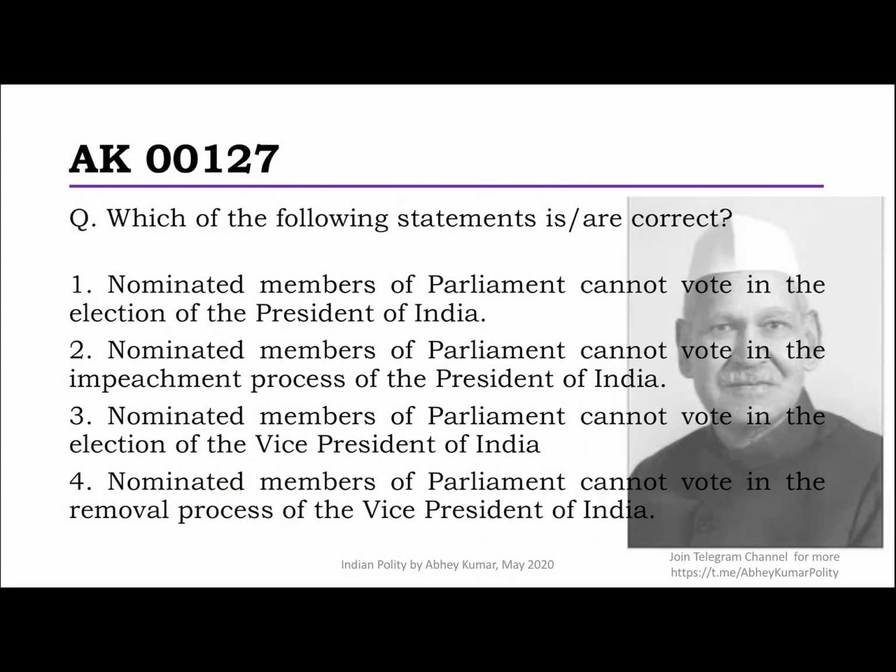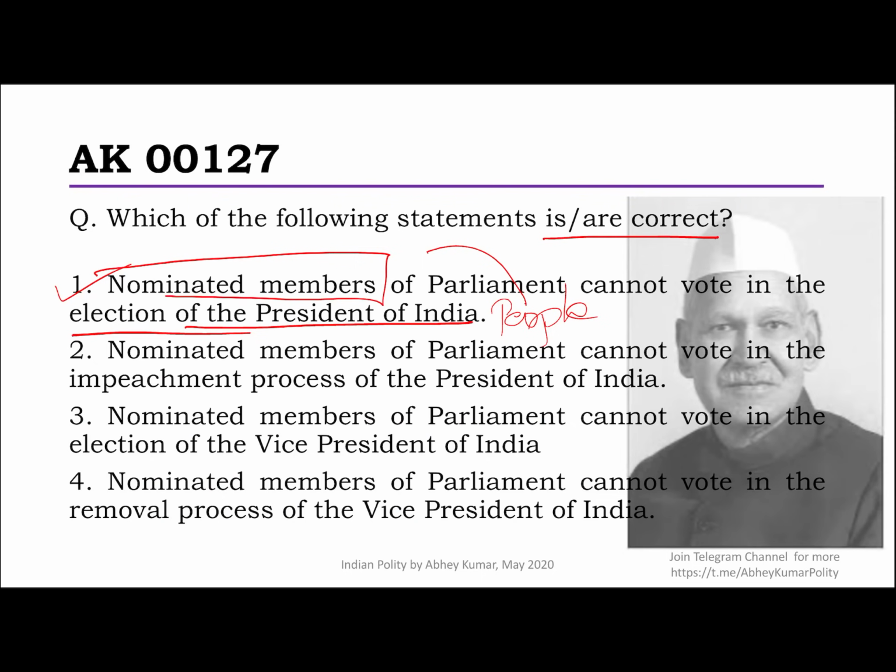So next question: which of the following statements is or are correct? Nominated members of parliament cannot vote in the election of the President of India. I'm sure you know that this is correct, because the election of the President is a method of indirect election, where ultimately it is the people of the country who are voting indirectly, and hence only the representatives of the people will vote, and thus the nominated members don't have any vote to cast there.